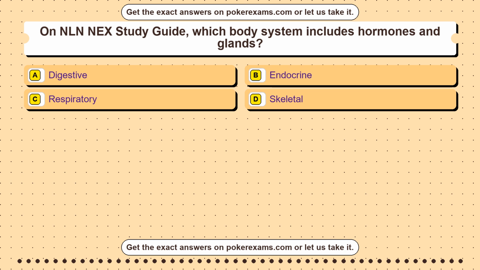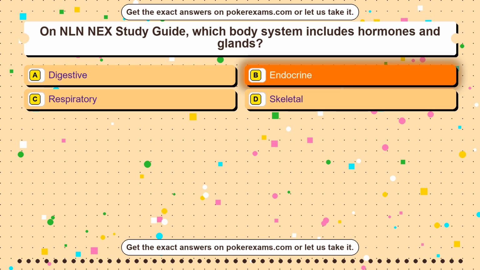Question 24. On GED scientific method practice, which formula finds the area of a rectangle? Option A pi r squared. Option B length times width. Option C 2 times length plus width. Option D base times height divided by 2. The correct answer is option B.